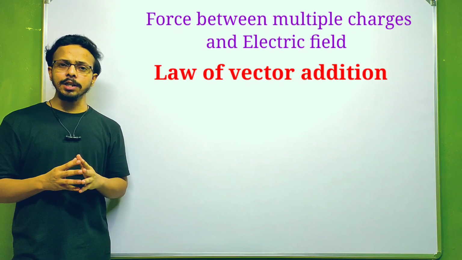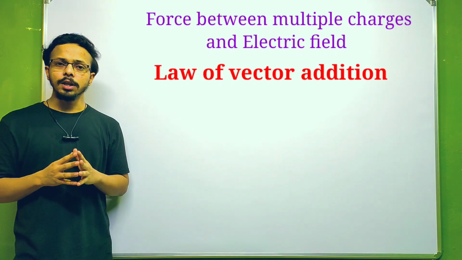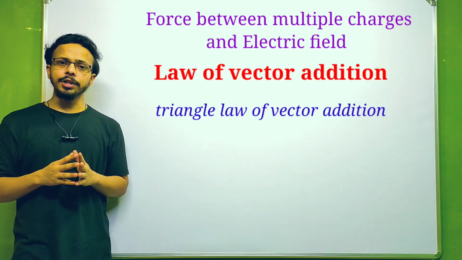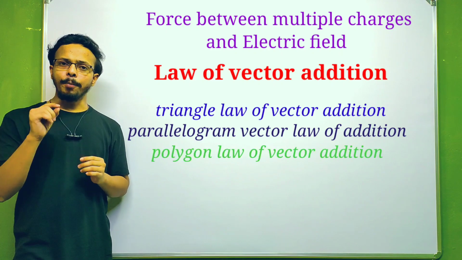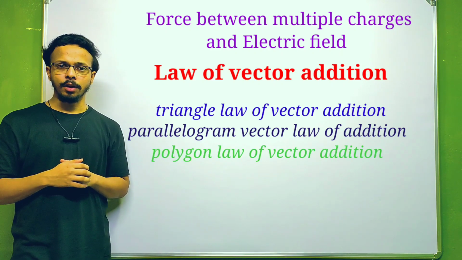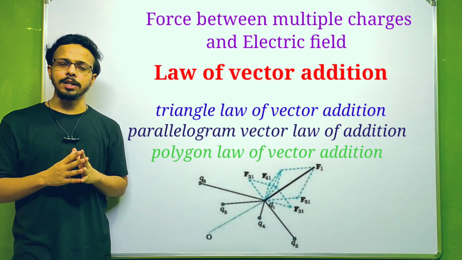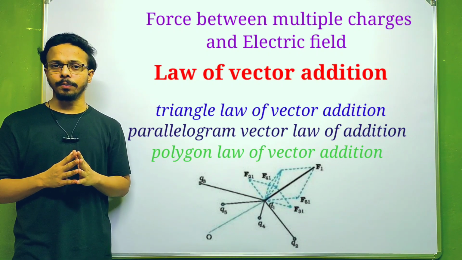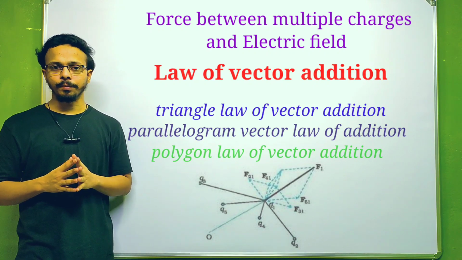For three charges or more than three charges, we can use the triangle law of vector addition, the parallelogram law of vector addition, or the polygon law of vector addition. So to calculate the resultant force on one charge due to a system of charges, these laws we can use. Regarding this we will see in our next session.